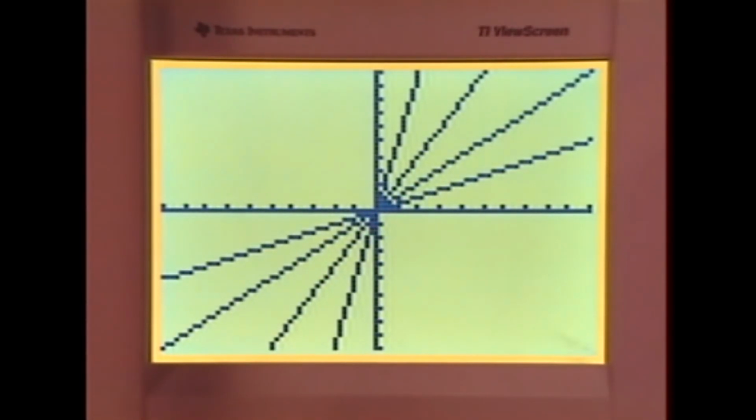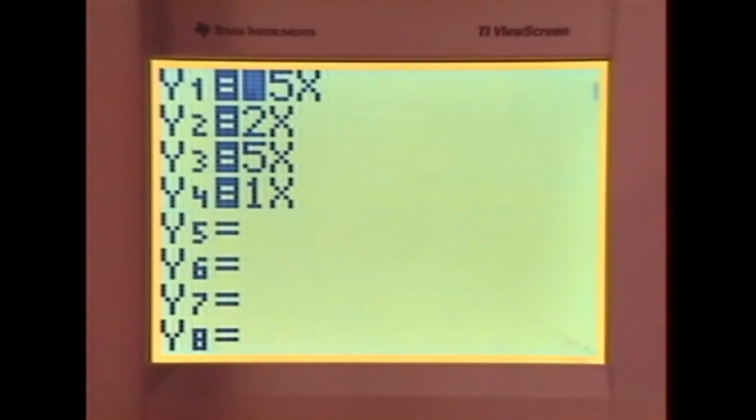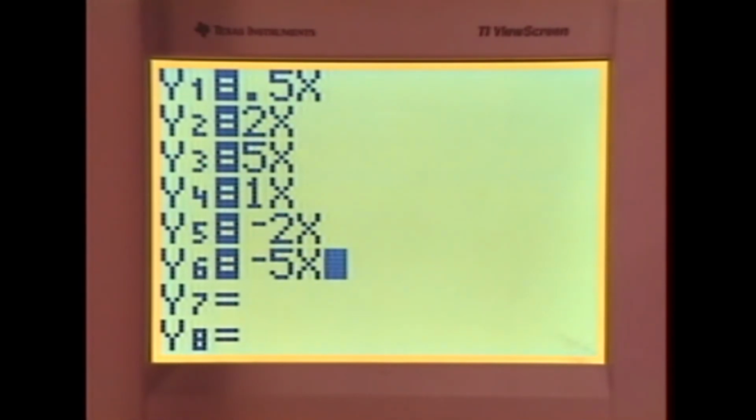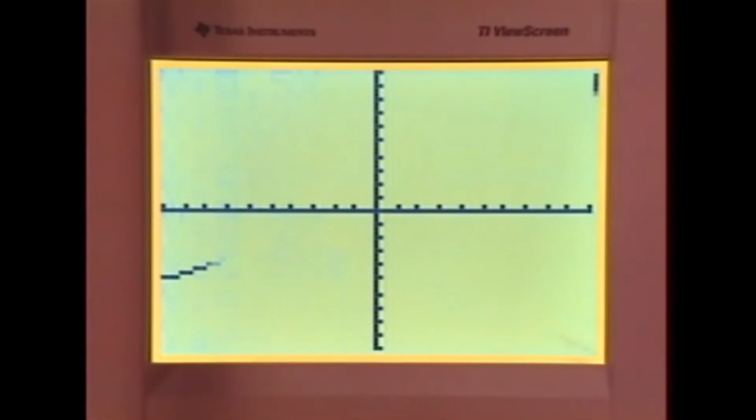Now here we have 3 positive slopes. A is positive, greater than 0. Let's try 2 negative slopes. Let's go back to y and add 2 more functions. Let's take negative 2x and let's take negative 5x. Well, where do you suppose they might come in? I'm sure you've guessed already. So to confirm what you're thinking, let's graph.